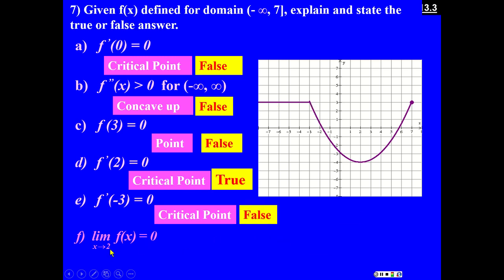Now, over here, limit as x approaches 0. I'm talking about the value of the limit. When the x is approaching 2, the y value is 0. When the x is 2, my y is not 0. That means this is false.